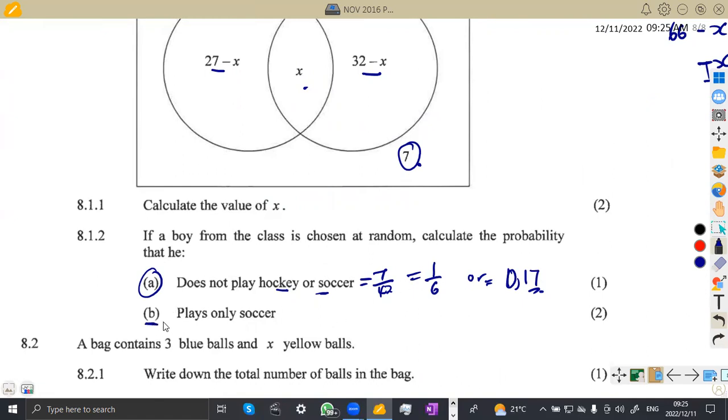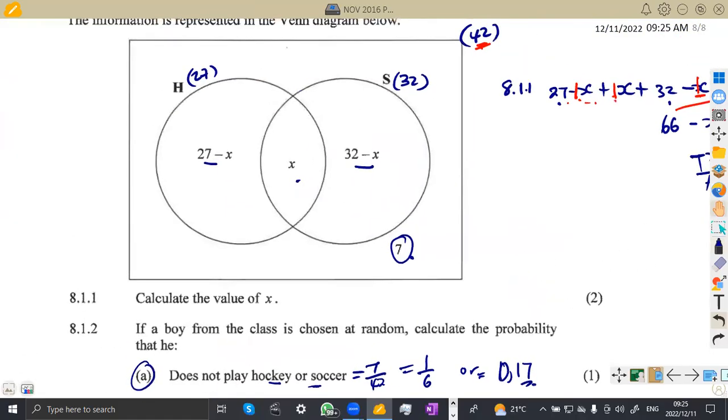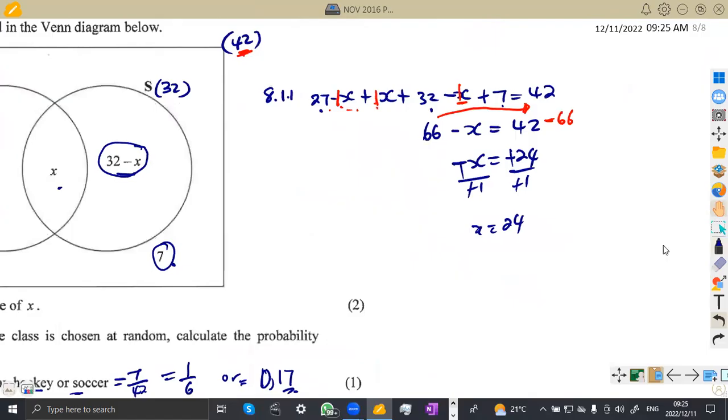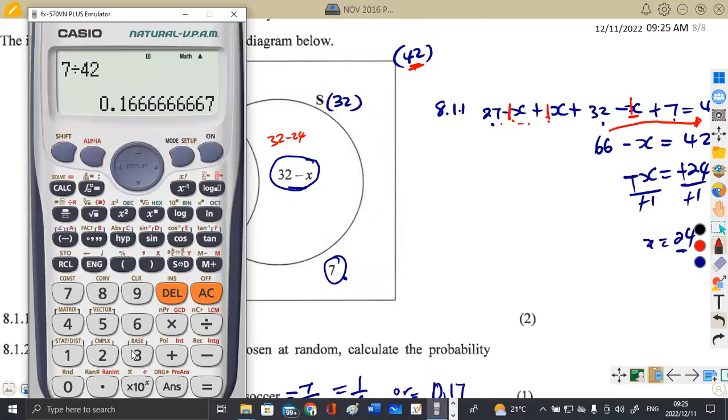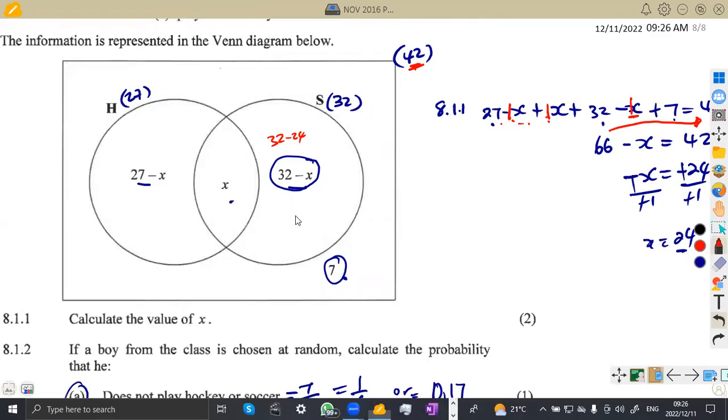Okay, then on B, they play only soccer. All right, only soccer. So this is what we have here. Only soccer. This is the part here that we have of 32 minus X. But remember, we got our X as 24. So we're going to substitute the 24 here. So this will be 32 minus 24. All right. So 32 minus 24, what do we have? 32 minus 24, that is 8. So there are 8 of them in this set.